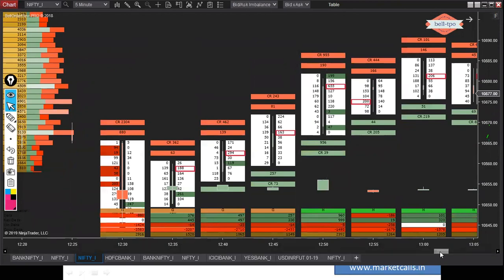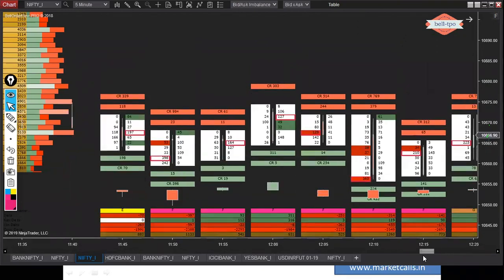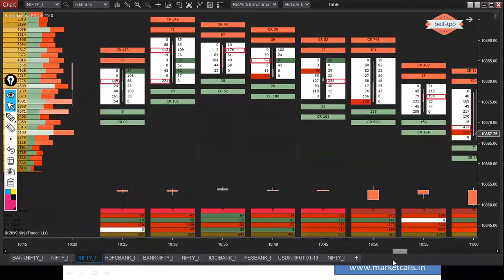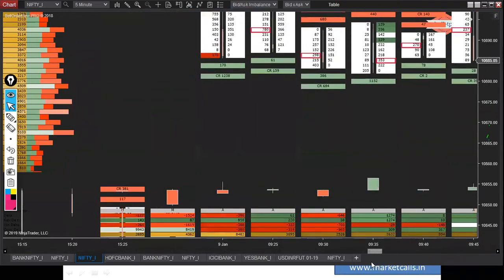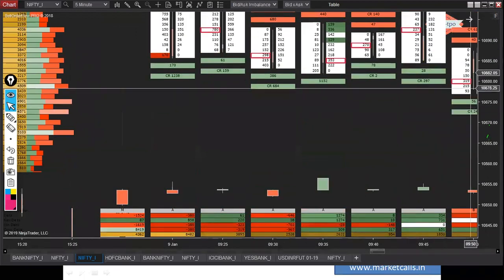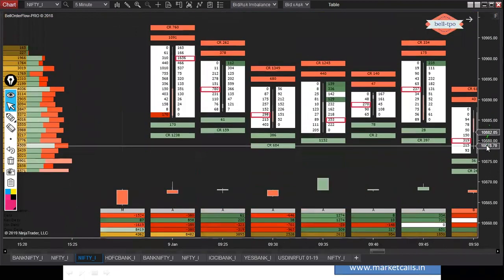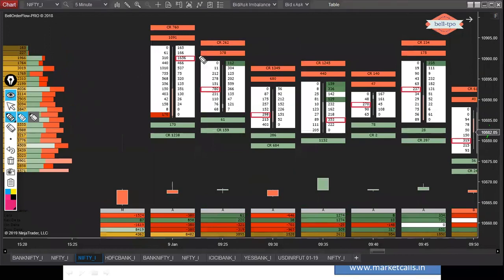Okay, let's talk about 9 o'clock in the morning. At 9 o'clock in the morning, you can see that a big buyer came in at the first 5-minute candle itself, and 8,482 lots got traded, which is good volume. As time goes by, the volume started decreasing, and it keeps decreasing.